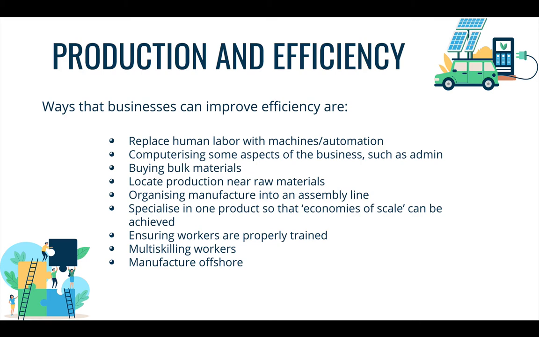While it might take some initial upfront costs, replacing human labor with machines and automation means that there's not an ongoing salary for that person that you're required to pay. You don't have overheads such as union fees or paying superannuation. So if I replace human labor with a machine or automation, I can reduce the amount it costs me to produce in the long run. That also includes computerizing some aspects of the business to also not have to pay a salary, such as administration.